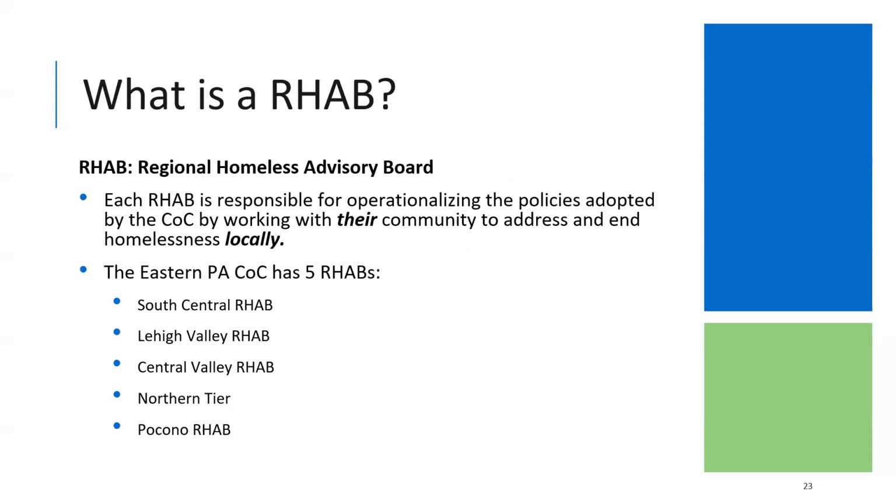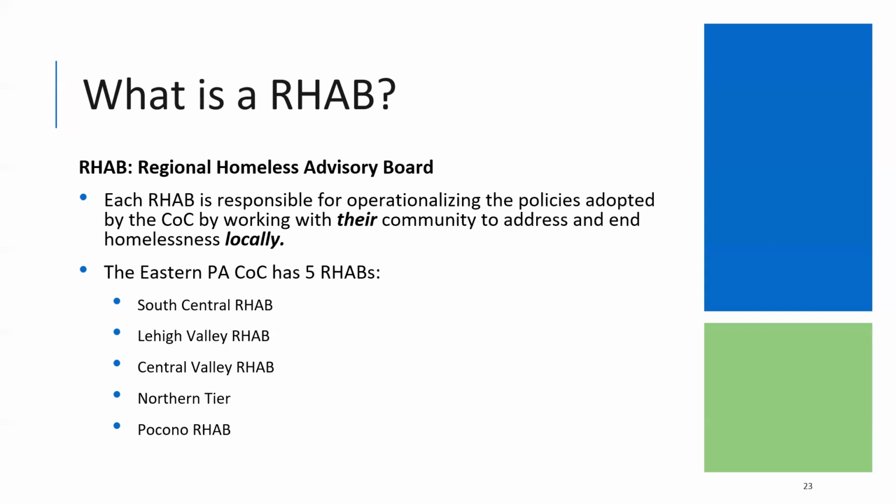We mentioned the term RAB. RAB stands for Regional Homeless Advisory Board. There are 5 RABs in the Eastern PA CoC, and each RAB is responsible for working within their community to address and end homelessness locally, and taking the policies that have been adopted by the CoC and really putting them into practice. So the 5 RABs in the Eastern PA CoC are the South Central, Lehigh Valley, Central Valley, Northern Tier, and Pocono RABs.